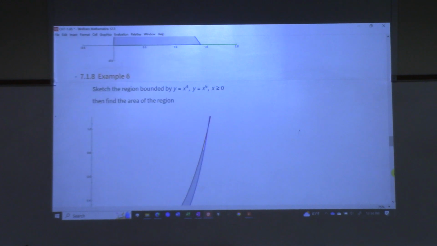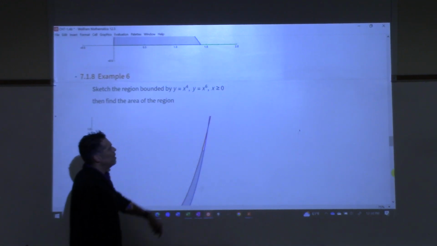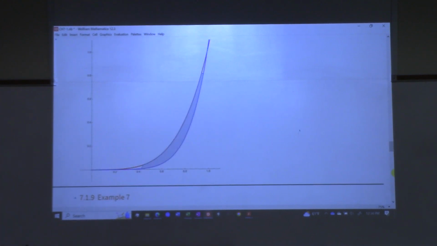Now this next one is pretty straightforward. You have two functions here. They're both functions of x, where x is greater than or equal to 0. So if you were doing that, that would probably be vertical, right?